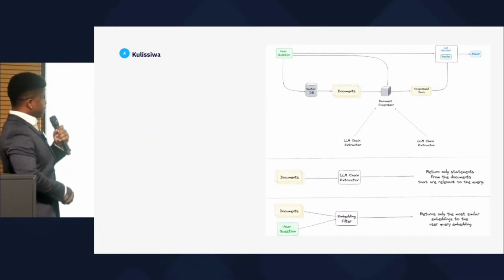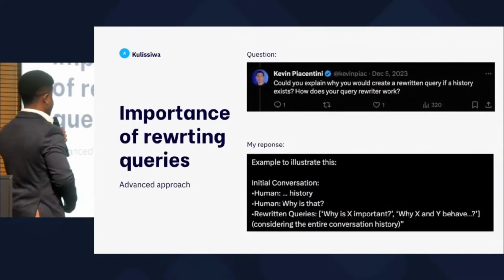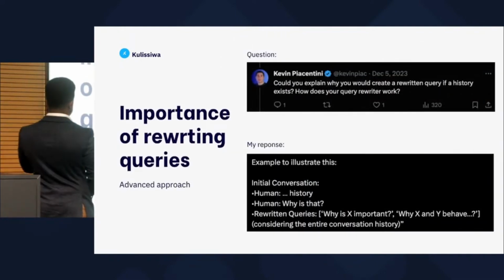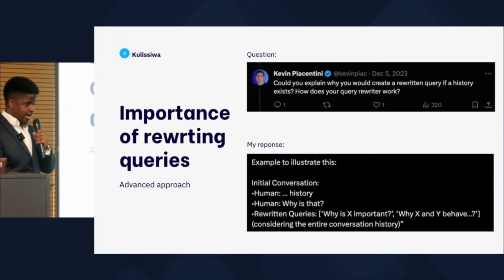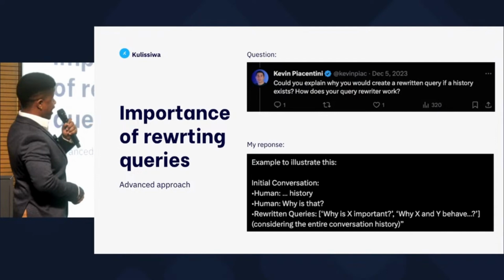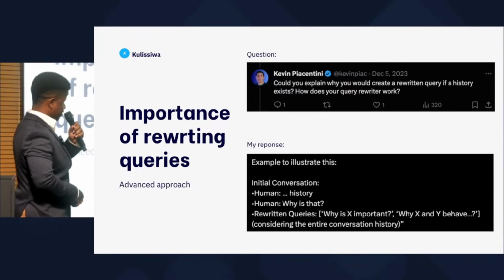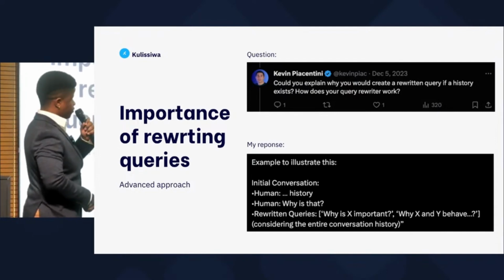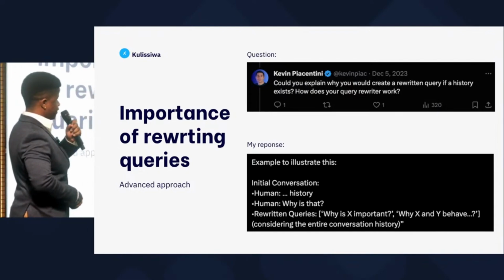Okay. Thanks. So you might ask, why rewrite queries? Actually, I got this question from a friend of mine. He asked, could you explain why would you rewrite the query history if it exists?